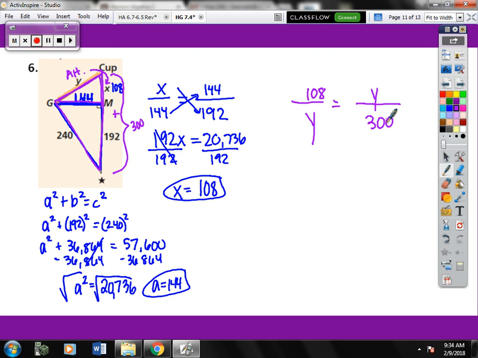And then we would cross multiply. It's going to get us a big number, 32,400, equals y squared. And then let's check and see, maybe this is a big perfect square, which it is.